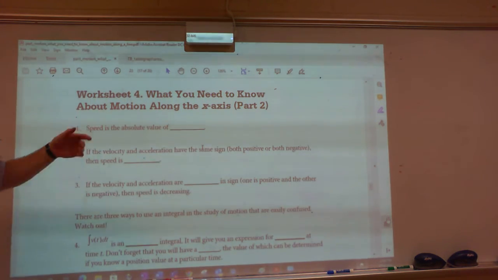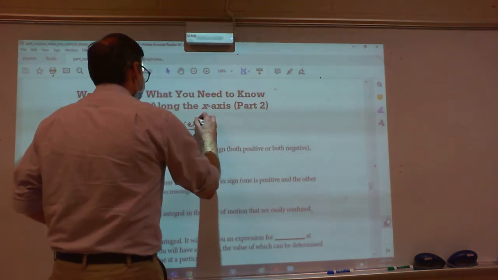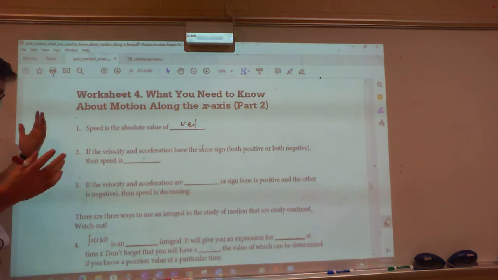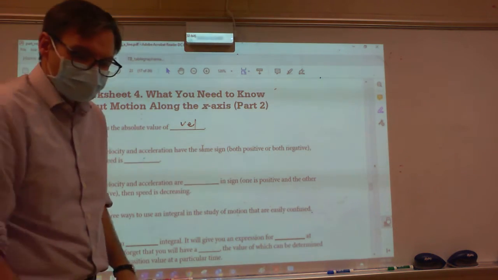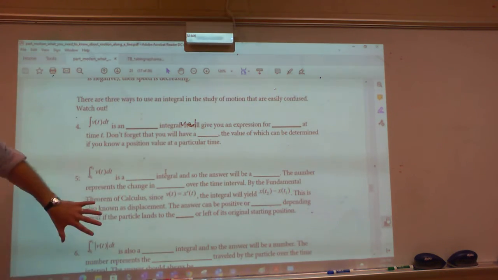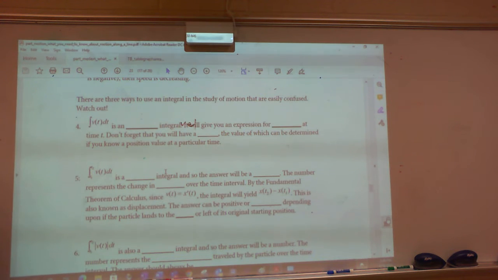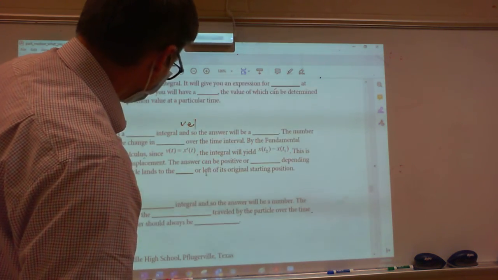Okay, quick review. Speed's the absolute value of what? Velocity. That part's easy. If the velocity and acceleration have the same sign, speed is increasing. If velocity and acceleration have different signs, speed is decreasing. All right, now let's talk about these three things. This summarizes the new stuff, and this is a big deal. Are there 3 or 4 of them? There's 3. Okay.